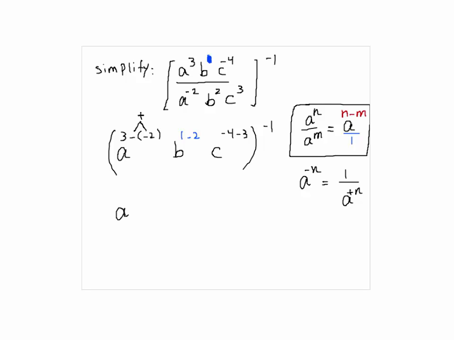It would be a to the power of 3 plus 2, which is 5. B to the power of 1 minus 2 would be minus 1. C to the power of minus 4 minus 3, negative 7. The whole thing should be raised to the power of negative 1. Can I see a check mark next to your name if you all can follow up to this point, please?